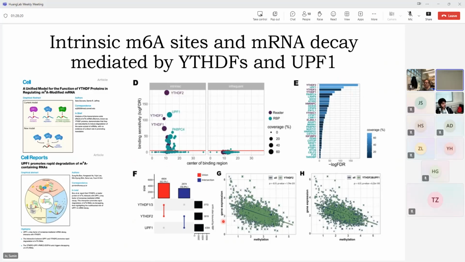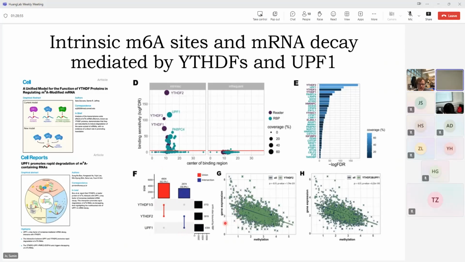If we compare the combination of DF1 to 3, DF2, and UPF1, and unify the binding of DF1 to 3 altogether, 82.5% of intrinsic sites are covered by DF1 to 3. And if we intersect DF2 and UPF1, then 56.9% were covered by both DF2 and UPF1.